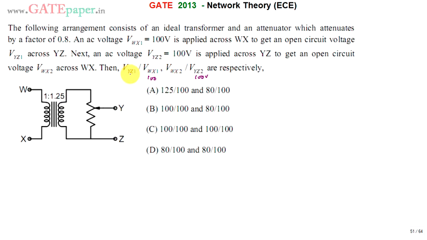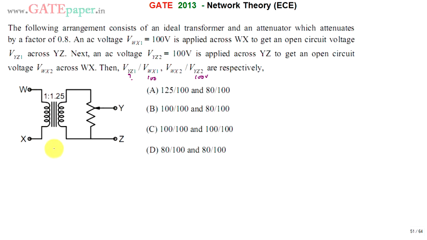So what is the value of VYZ1 when VWX1 is 100? This is the first case. If 100 volts is applied across W and X terminals, what will be the value across Y and Z? The next case is when you apply a voltage on the secondary side, across Y and Z terminals. What will be the expected voltage across WX?